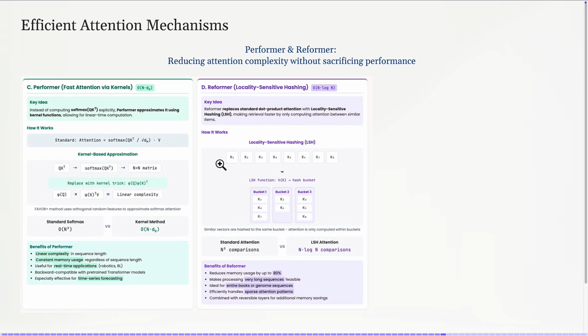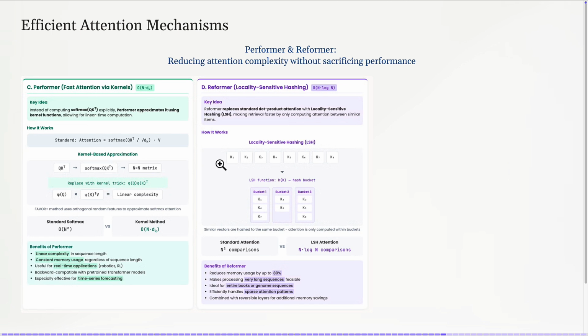There are the Performer and the Reformer, reducing the attention complexity without sacrificing performance. So here, instead of computing the softmax of the Q K dot product explicitly, the Performer approximates it using kernel functions, allowing for linear time computation. So instead of making the exact computation of this, they do an approximation. In some approximation techniques, you can get an estimated value at a reduced cost. Of course, for example, when we use a Taylor series, any complex function becomes just a sum of elements. There are techniques of approximation that can reduce the cost.